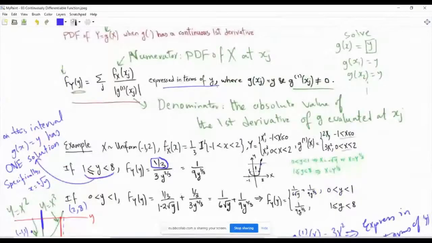Okay, and this is what we have here. And this thing is positive, and so we do not need to put the absolute value. It should be there, but if you get a negative thing, it should be made positive. And so basically the PDF of y on this range will be 1 over 9, and also in the denominator we have y to the power 2 over 3.